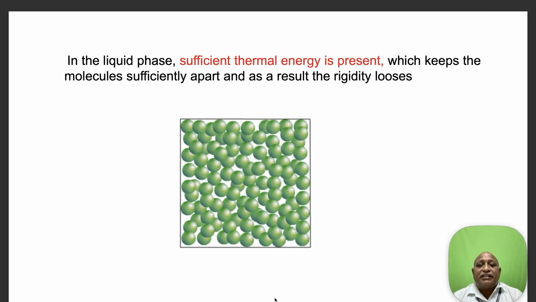Next, in the liquid phase, you can see the atoms or molecules are somewhat loosely packed because of the thermal energy present in them. Some amount of thermal energy is present, which keeps the molecules sufficiently apart. As a result, the rigidity is lost, because the molecules in the liquid have some thermal energy and are moving apart, so it looks slightly different from solid material.